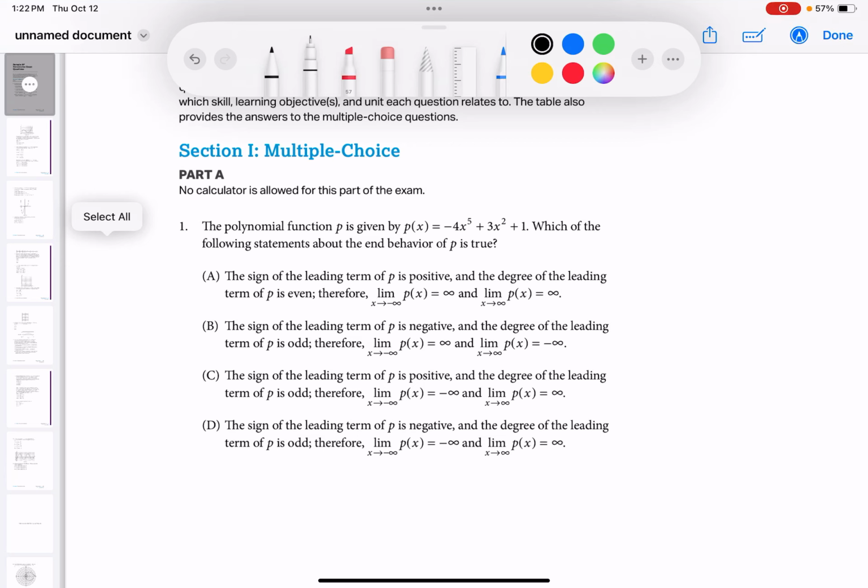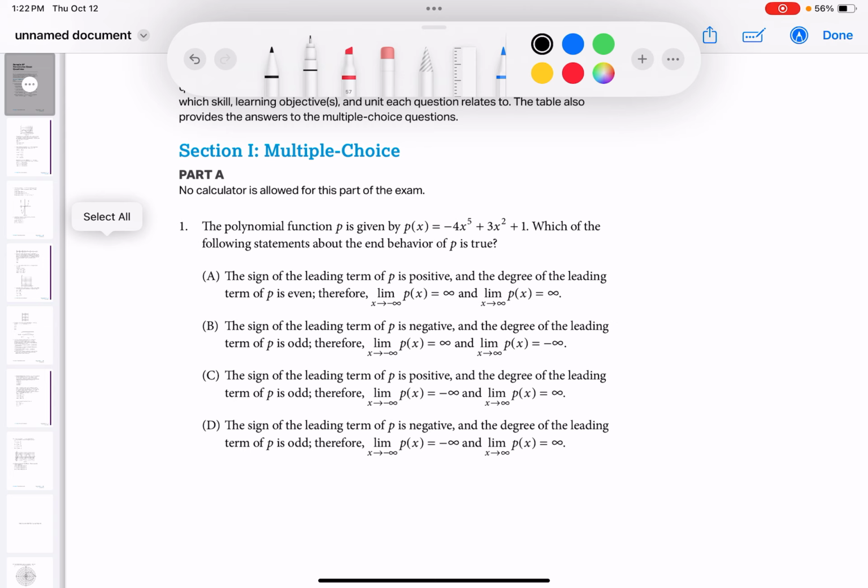Okay, I'm going to break this into two parts. One where I'm not using a calculator and one where I'm going to use a calculator. It's an AP pre-calculus exam designed for high school students to get placement out of pre-calculus when they get to college. So anyway, it says over here, polynomial function p is given by, p of x equals this thing over here.